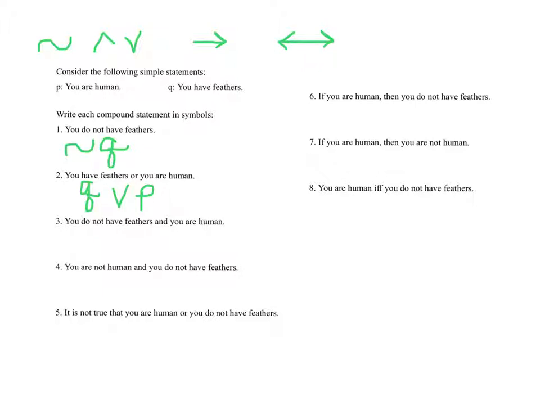So number 3 states, you do not have feathers and you are human. So the first thing I'm going to do is write the statement, you do not have feathers. So you have feathers is Q, so you do not have feathers is not Q. But we have to connect that to you are human using and. So I'm going to use the caret. So you do not have feathers and you are human. So you are human is P. So that's not Q and P.